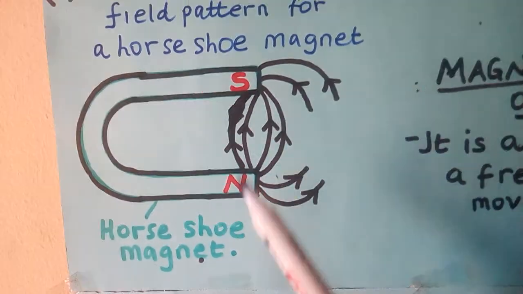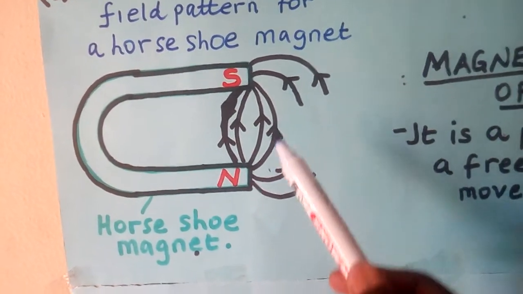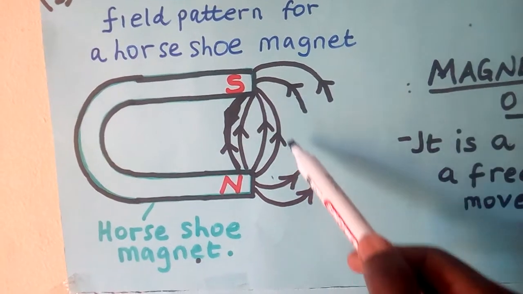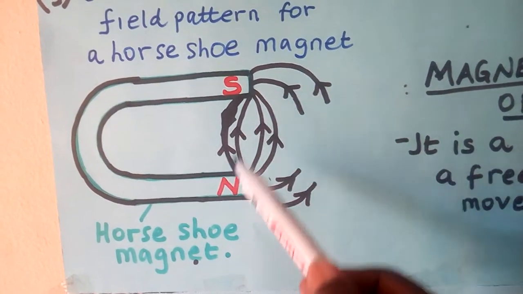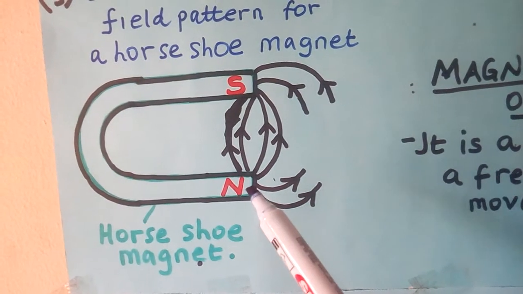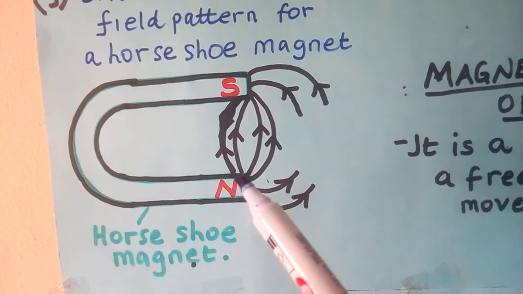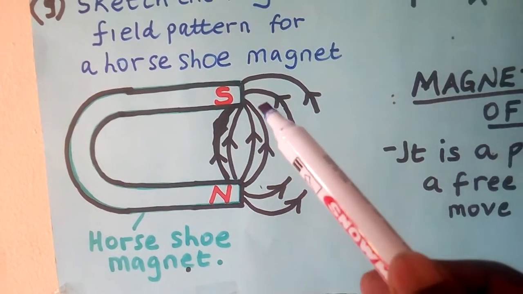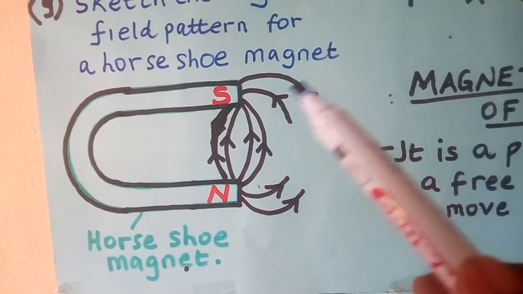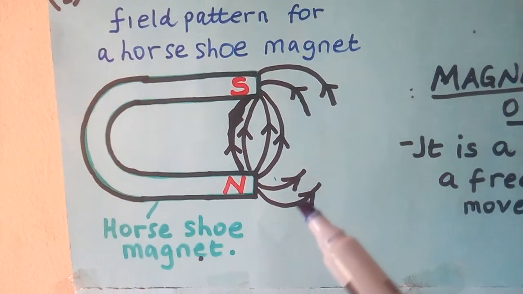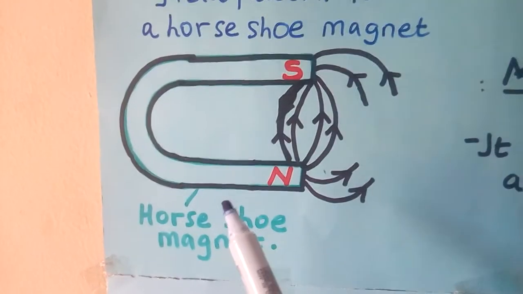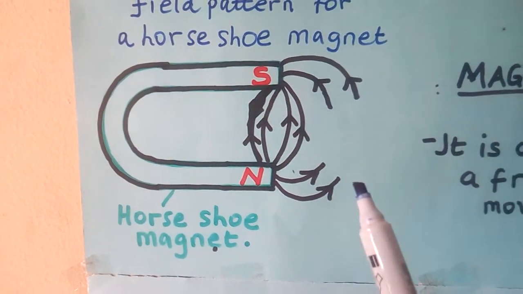So we expect them to attract. So how do you show that they are attracting? You see, you make these curves, these connections, and the arrows should be from the north to south, all of them leaving the north but going to the south. So at the south they are entering, but at the north they are leaving. So we are saying this is a horseshoe magnet.